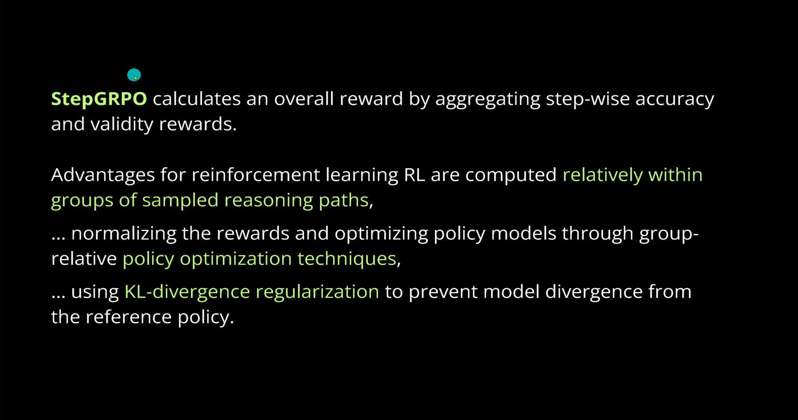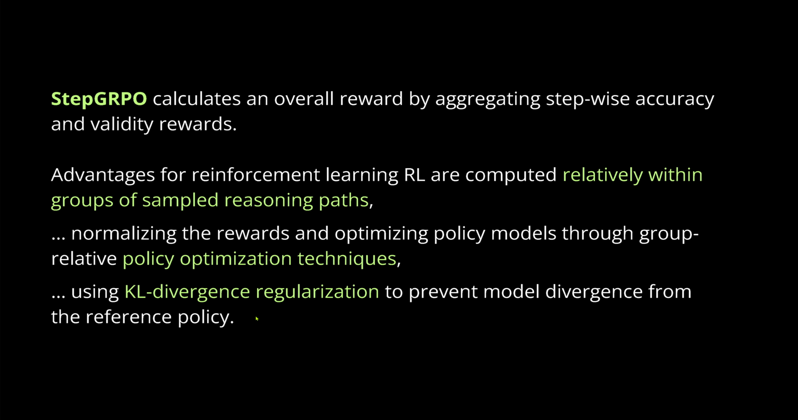With this StepGRPO, we stay true to the core of GRPO, the group relative optimization. We calculate an overall reward by aggregating the stepwise accuracy and validity reward functions. The advantages of the reinforcement learning are computed relatively within the group of the sampled reasoning paths, I'll show you this in a minute. Then we have the classical normalization of the rewards and optimize the policy models through the group relative policy optimization technique. I'll show you the loss function in about 2 minutes time. And then we use a Kullback-Leibler divergence regularization to prevent the model from diverging from the reference policy.